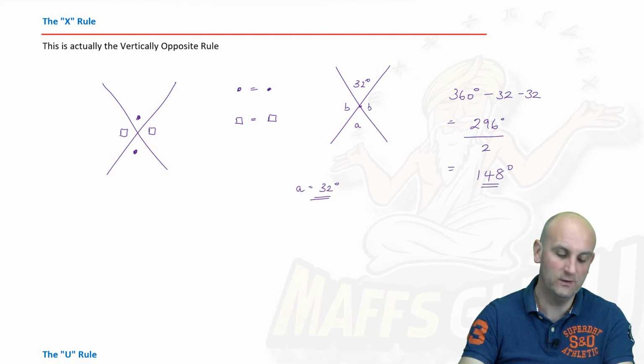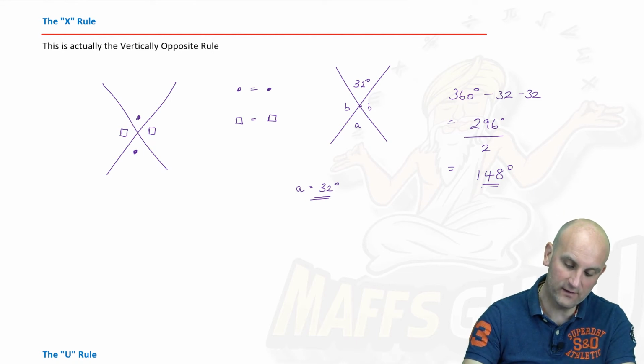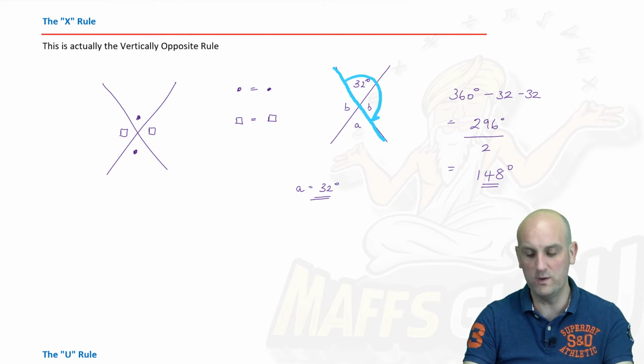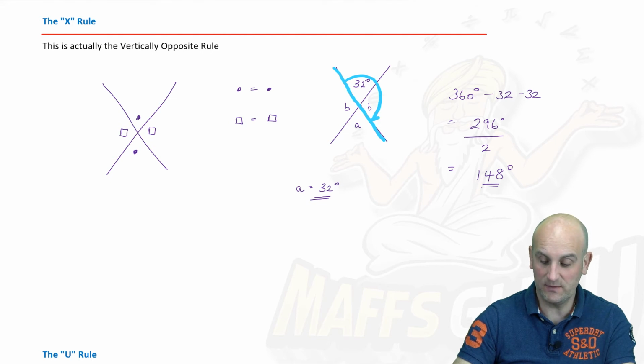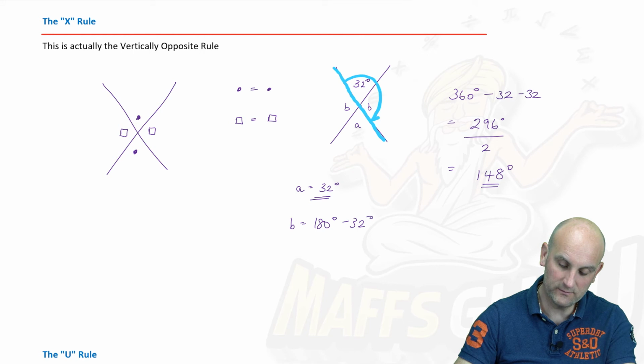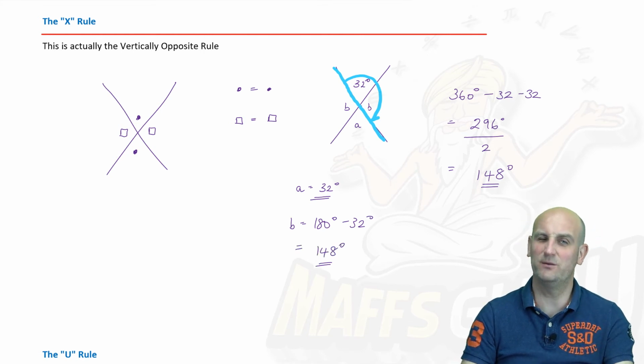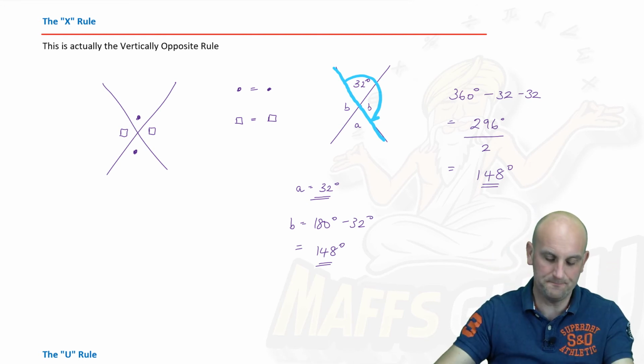What I like to do is remember that, in fact, I have a straight line. That is a straight line. And what do I know about angles on a straight line? They add up to, oh yes, 180 degrees. So actually, angle B is simply equal to 180 degrees minus 32 degrees, which gives me 148 degrees. Same answer, probably a slightly nicer way of doing it. So there is my X rule. We're done. What about the next one?